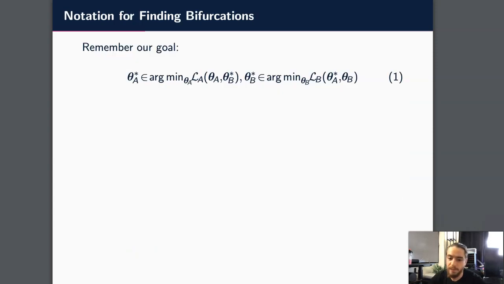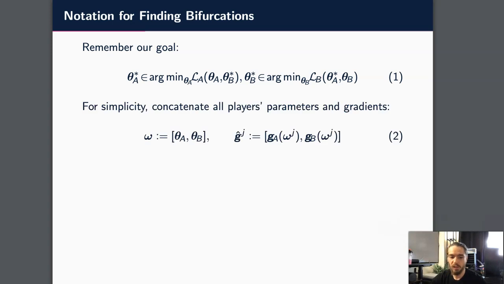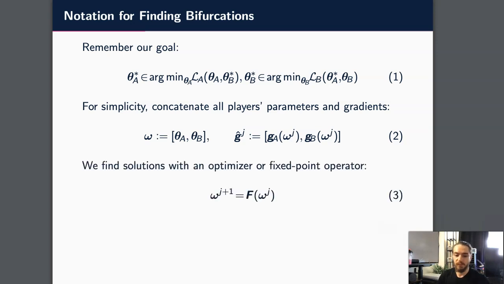But we still need a way to find bifurcations to branch optimization. Let's briefly introduce notation to explain a method to find them based on Lyapunov exponents. Remember, each agent has its own objective in the differentiable games optimization problem. For simplicity, we create notation for the concatenation of the players' parameters and gradients. This allows us to write the optimization method as a fixed point operator concisely.